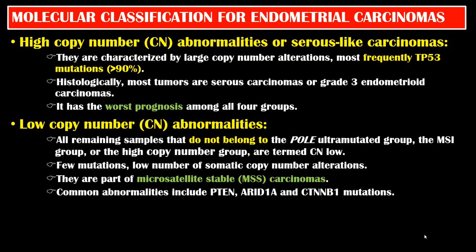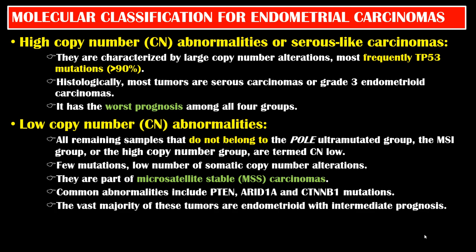Common abnormalities include PTEN, ARID1A, and CTNNB1 mutations. The vast majority of these tumors are endometrioid with intermediate prognosis.